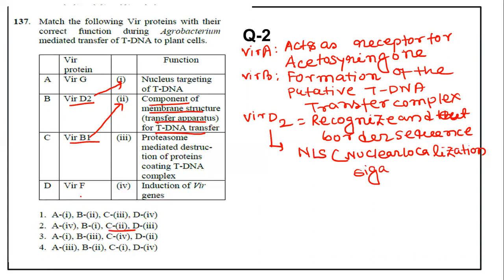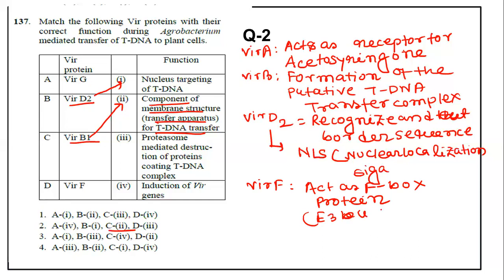Now coming to the VF. VF acts as an F-box protein. VF is actually an E3 ubiquitin ligase. We know that ubiquitin is absolutely necessary for proteasome-mediated degradation.